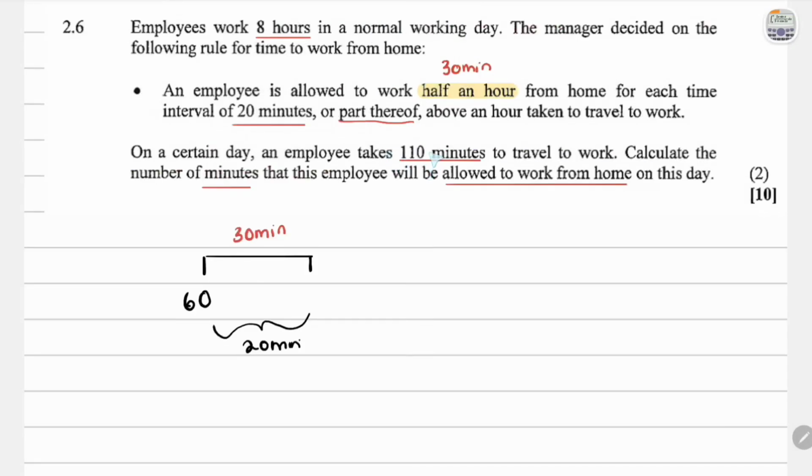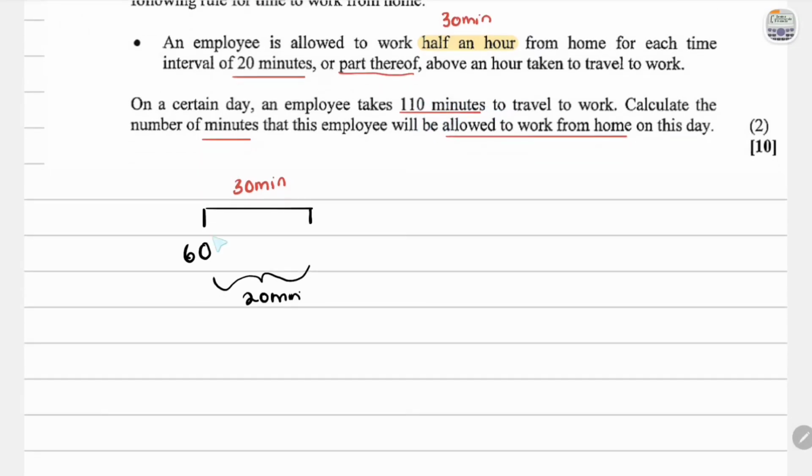The employee in question takes 110 minutes to travel to work. So we'll start counting from 60. Okay, so 60, and then if you add 20 minutes, we will be at 80 minutes. We're still not at 110. Let's keep going. We're counting in intervals of 20. Another 20 minutes would leave us at 100 minutes, okay? Almost there. This employee traveled for 110 minutes.